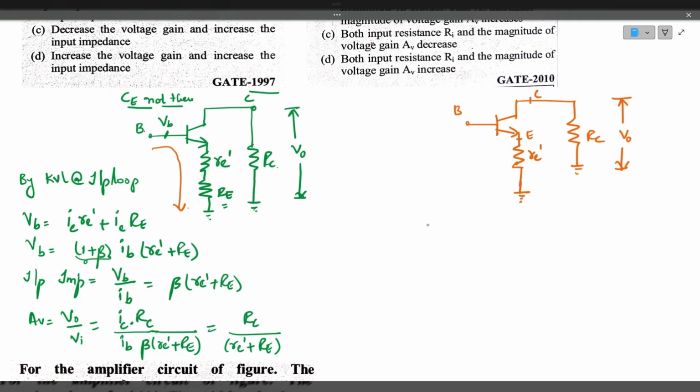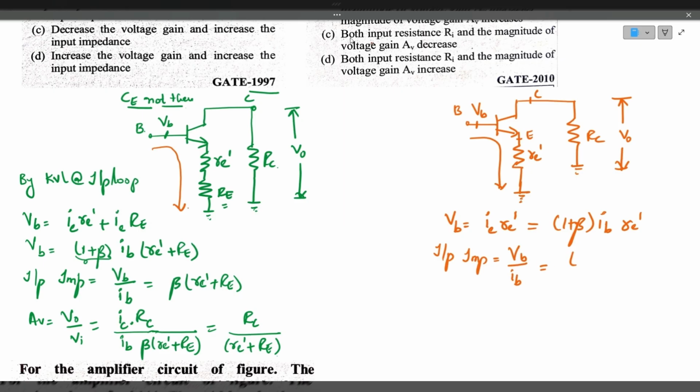In the second case, we'll apply the Kirchhoff voltage law in the input loop. This is the base voltage. Here VB is equal to IE multiplied by the emitter model resistance, which can also be written as (1 plus beta) into IB times RE dash. So the input impedance is equal to VB, the input voltage, the base voltage, divided by the base current. So this 1 plus beta, I am writing it as beta, approximate value. So beta into RE dash.